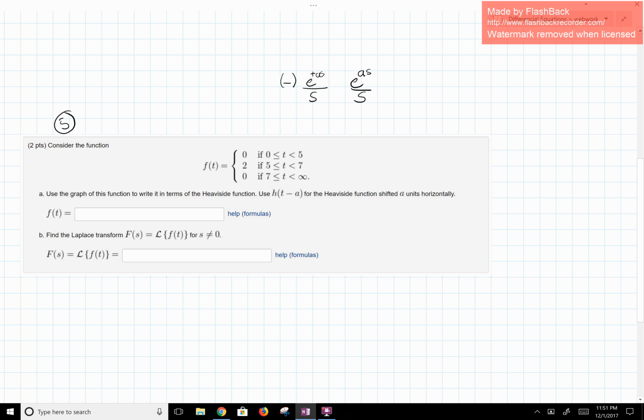So the first function we have here is 0 if 0 is less than or equal to t and 5 is less than or equal to t. 2 if 5 is less than or equal to t, and then t if 7 is less than t, and then 0 if 7 is less than or equal to t, t is less than infinity.